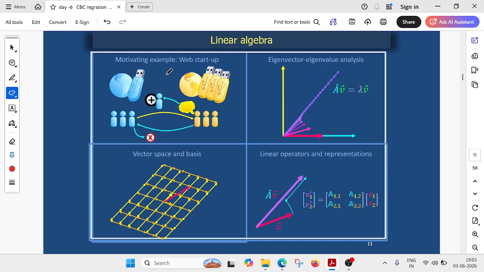Now we can see motivating examples like web startups. Eigenvector and eigenvalue: you know that we have taken Ax = λx, but here for a vector we have taken Av = λv. So like this, we are making it into the vector form. There are many ways to check this, and the vector space and the basis will also be like this, and linear operators and their representations we are also going to take.